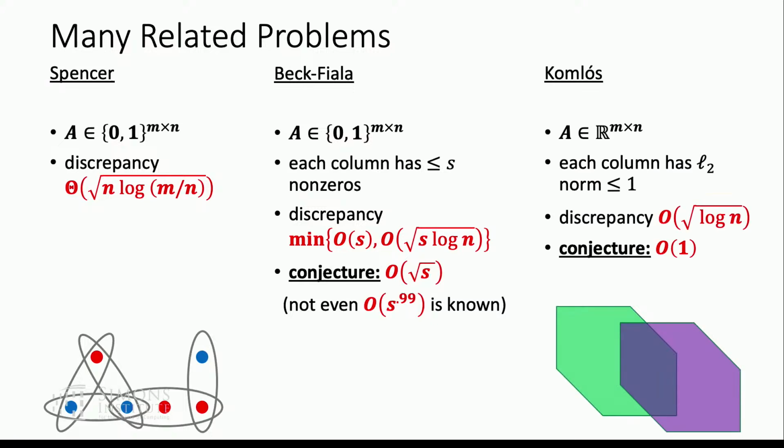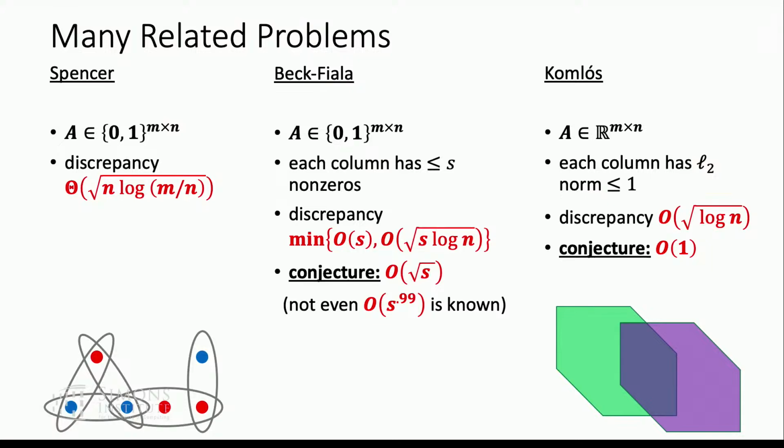And okay, so this is the Beck-Fiala problem, and there's actually a further extension, which is even more interesting, which is the Komlos problem. So here, my matrix is just going to be a real matrix, and my columns are going to be real vectors whose L2 norm is bounded by 1. So basically in this case, what we're trying to do is find signs for all of these column vectors that are bounded in L2 norm by 1, such that their signed sum has small L infinity norm.